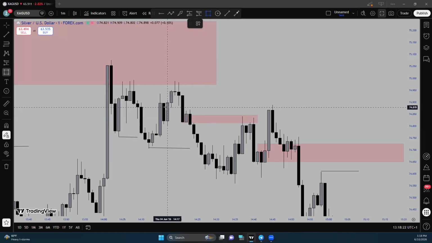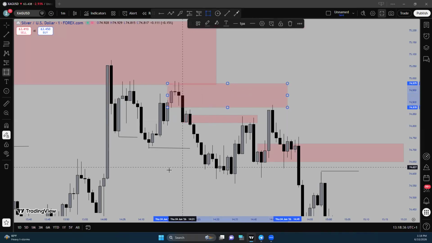For a bearish order block, what do we say it is? It is the last bullish candle before a strong engulfing bearish candle covering it. This is how you mark your order block.